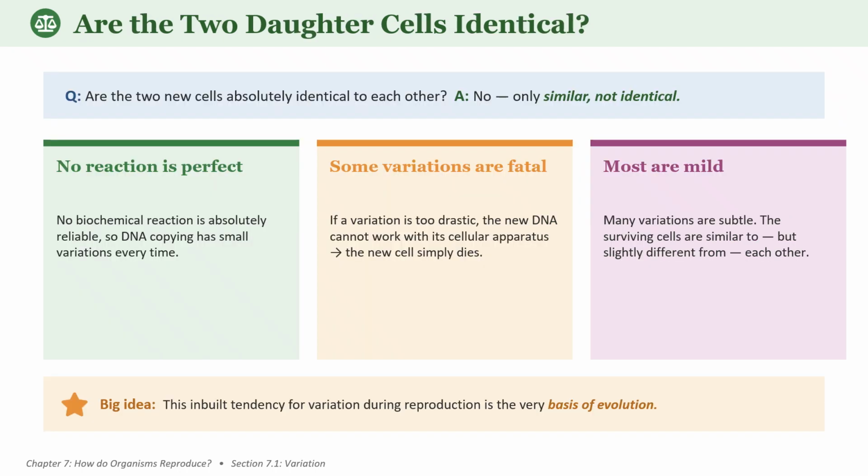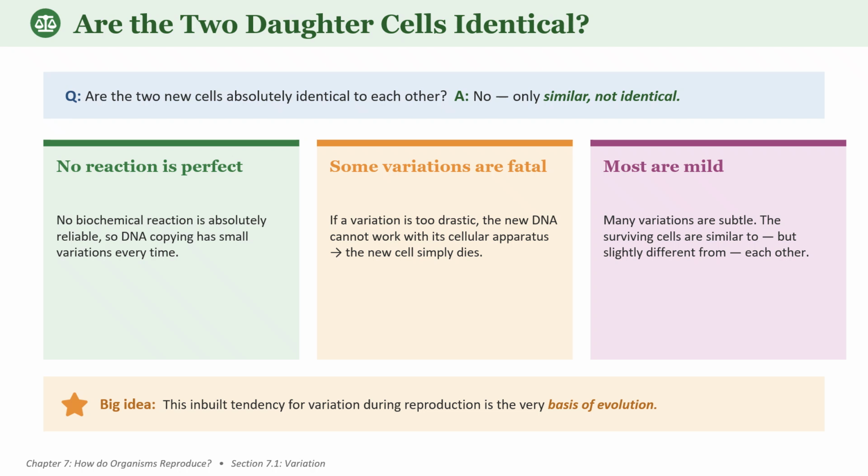Are the daughter cells identical? Daughter cells are similar but not exactly identical. So what is happening here? DNA copying is highly accurate but it is not perfect. Small mistakes may occur during DNA replication, right? These mistakes create the difference. We call that difference variation.